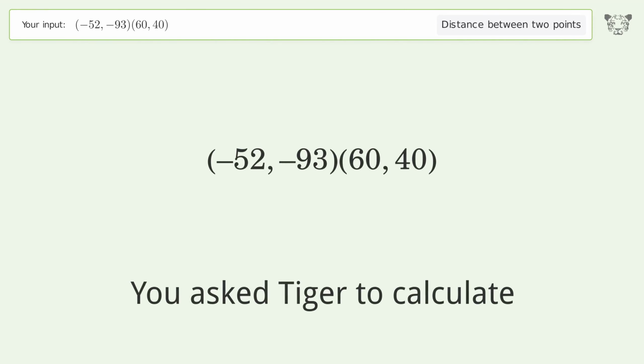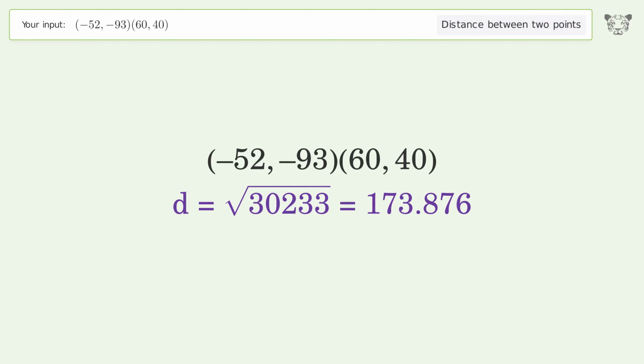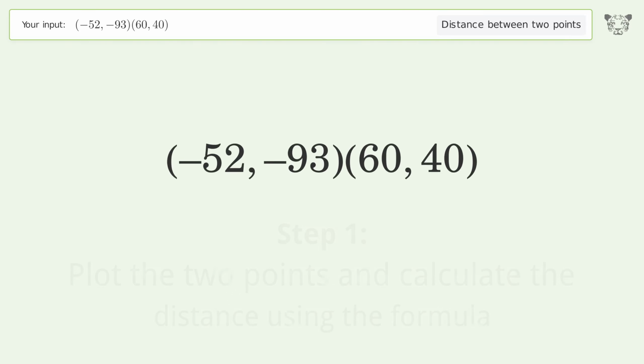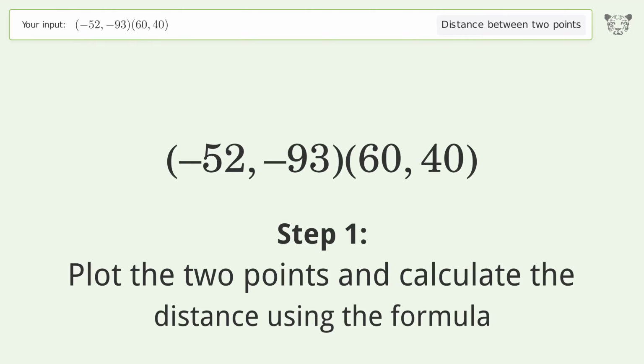You ask Tiger to calculate. This deals with the distance between 2 points. The distance between the 2 points is the square root of 30,233, or 173.876. Let's solve it step by step. Plot the 2 points and calculate the distance using the formula.